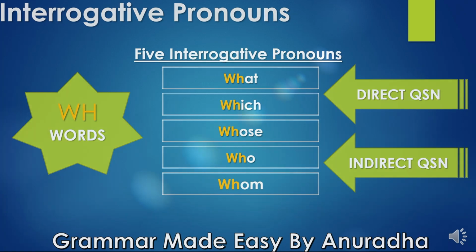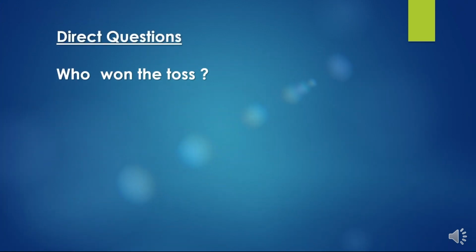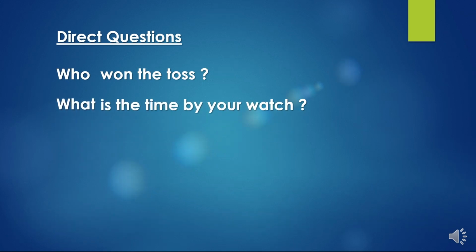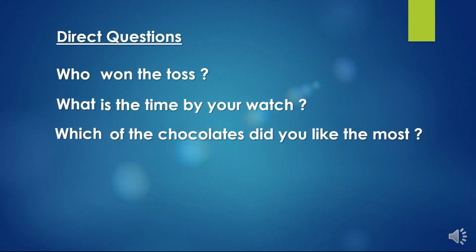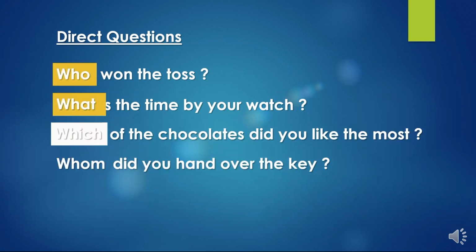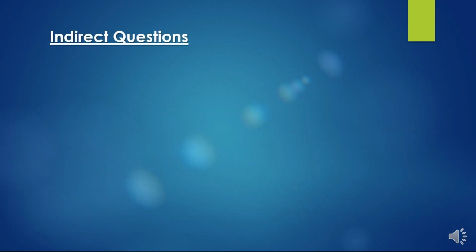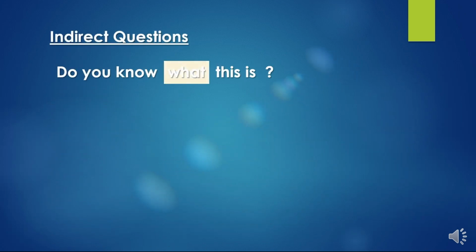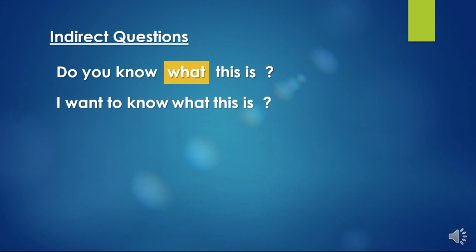For example, who won the toss? What's the time by your watch? Which of the chocolates did you like the most? Whom did you hand over the keys? Now in these sentences, we have used all the WH words like who, what, which, and whom. Now in the indirect questions like, do you know what this is? Or I want to know what this is.